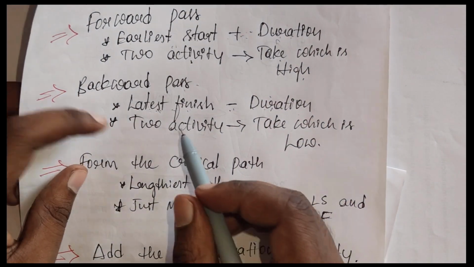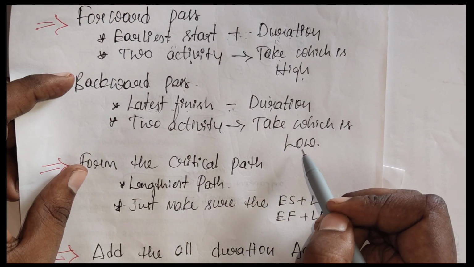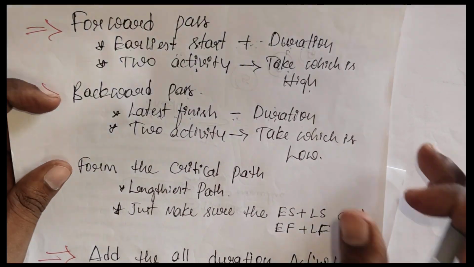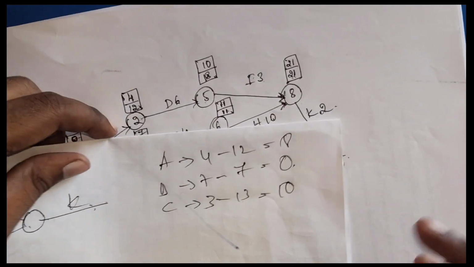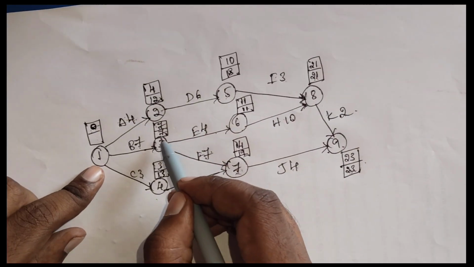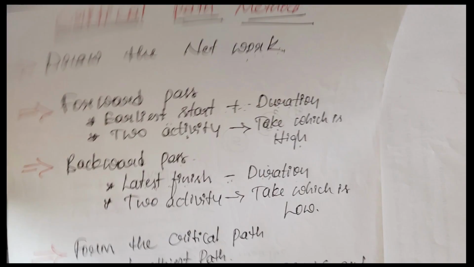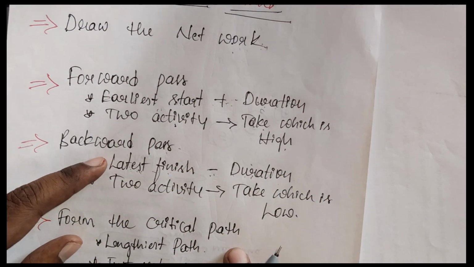If we are getting 2 activities, we have to take whichever is low from the backward pass. Clear? So from the backward pass, which is low, it's B, 0. So B, 7 minus 7 is going to become 0. So now the backward pass is also done. Next, form the critical path.